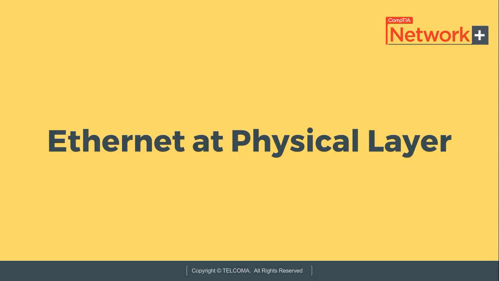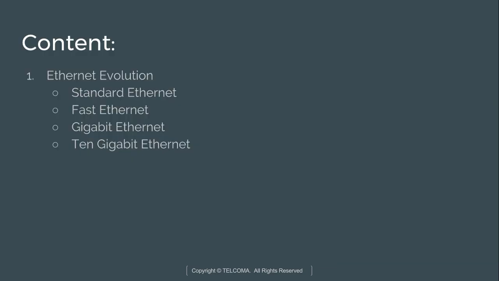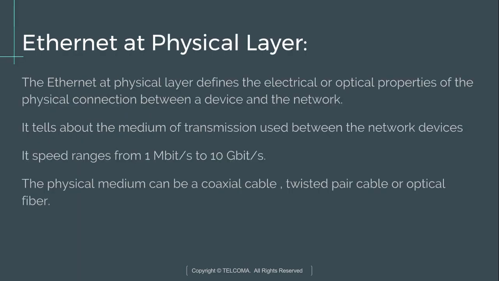Hello, today we will discuss Ethernet at the physical layer. So how does Ethernet work at the physical layer of the OSI model? In this we will learn about various Ethernet evolutions like standard Ethernet, fast Ethernet, gigabit Ethernet and 10 gigabit Ethernet. So first let's discuss Ethernet at the physical layer.